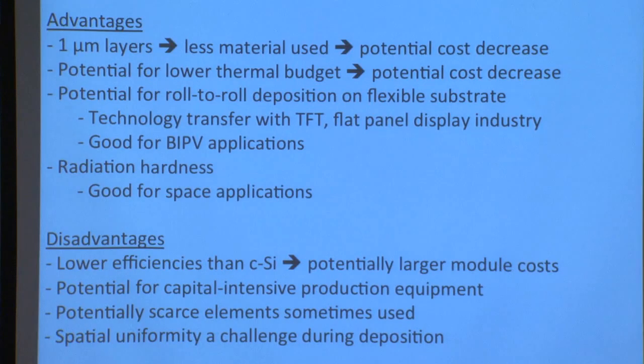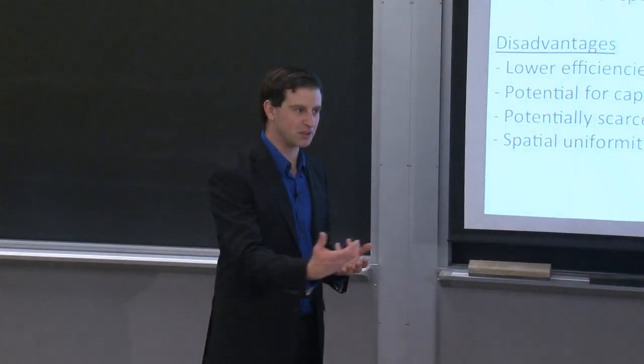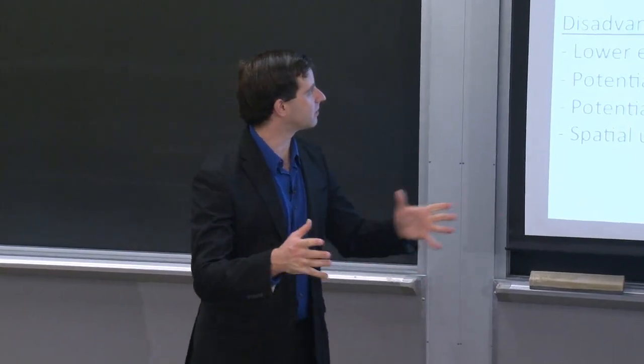In terms of conformal deposition and flexible substrates, there's a potential here for roll-to-roll deposition. Picture a newspaper plant, right, where you have one roll of paper on one side being pulled onto another spool on the other with some deposition process happening in between. If you can deposit on a flexible substrate, this is the vision.